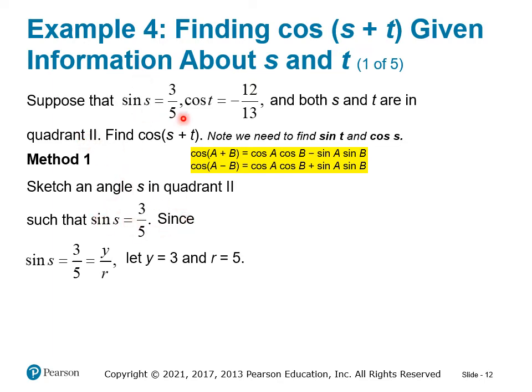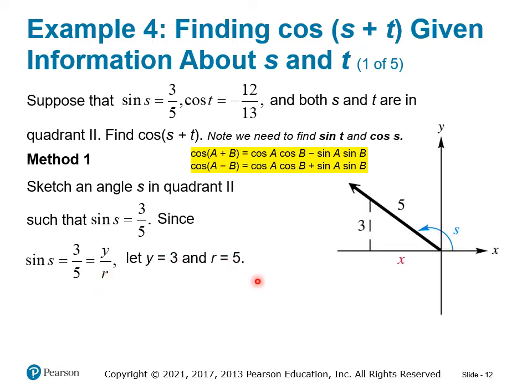We know that sine of s in quadrant 2 is positive 3/5. Well, remember from before, we can think of sine as being the y value over r, and r was the radius from the origin to the point. So if we let y equal 3 and r equal 5, we can graph this in quadrant 2. Remember, the radius is 5, and the y value is 3. Now we have to figure out x.